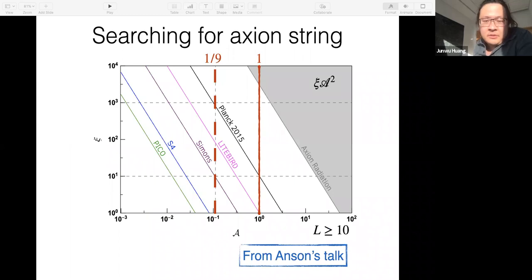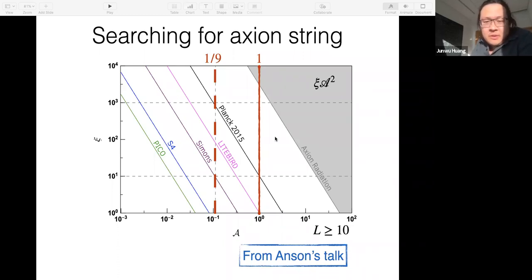And this leads us to this last figure here, where we can place constraints or look for the signal, which always scales with Xi, the number of strings per Hubble patch, times this anomaly coefficient A, squared. That is why for all of these 2-point function measurements, we are looking at constraints or reach which are these 60-degree lines in this figure.